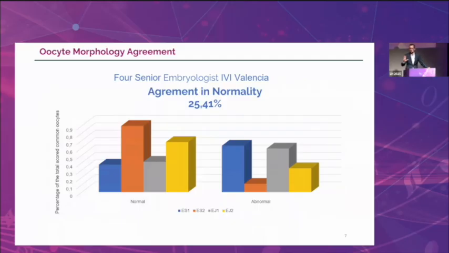Even if we go to a simple evaluation, let's say that I want to say whether this oocyte is normal or not, the level of agreement between the embryologists is normally around 25%. So in 25% of the cases we agree that one oocyte is normal. In 75% of the cases, it's not the case.